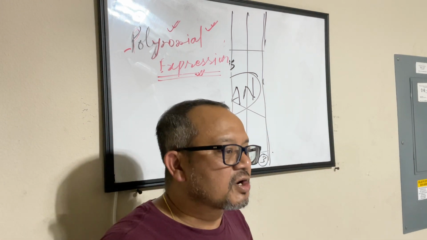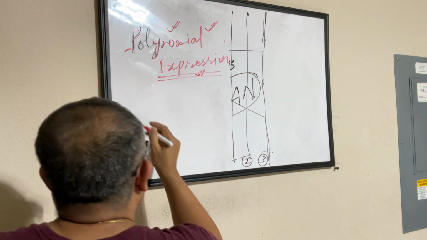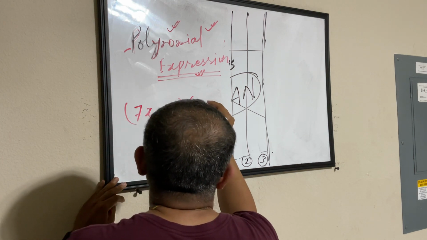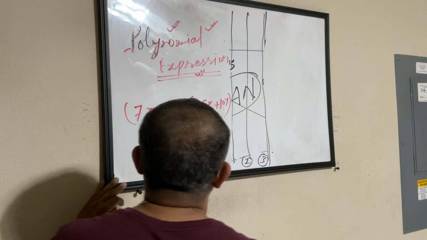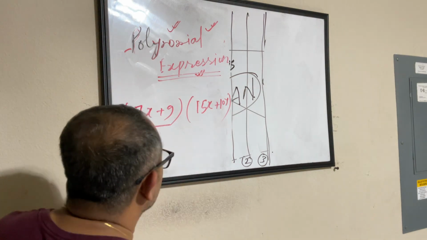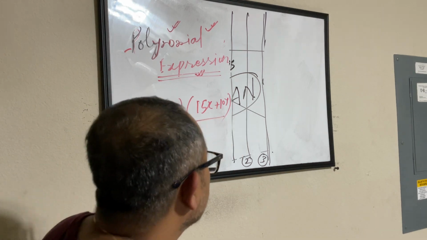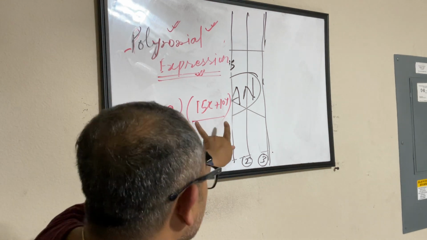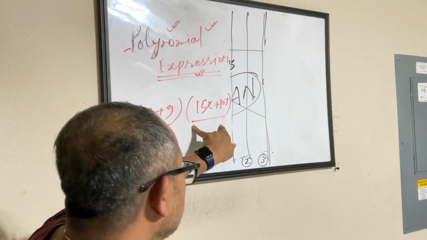We are talking about the different types of operations that we can do with polynomial expressions. Let's look at it. If I say 7x plus 9 multiplied by 15x plus 10y. What I'm trying to achieve here, look at this thing inside the bracket, this is one expression. And look at this thing in this bracket, that is the second expression. What we are trying to do is multiply 2 polynomials or 2 polynomial expressions. Do you guys know how to do this?